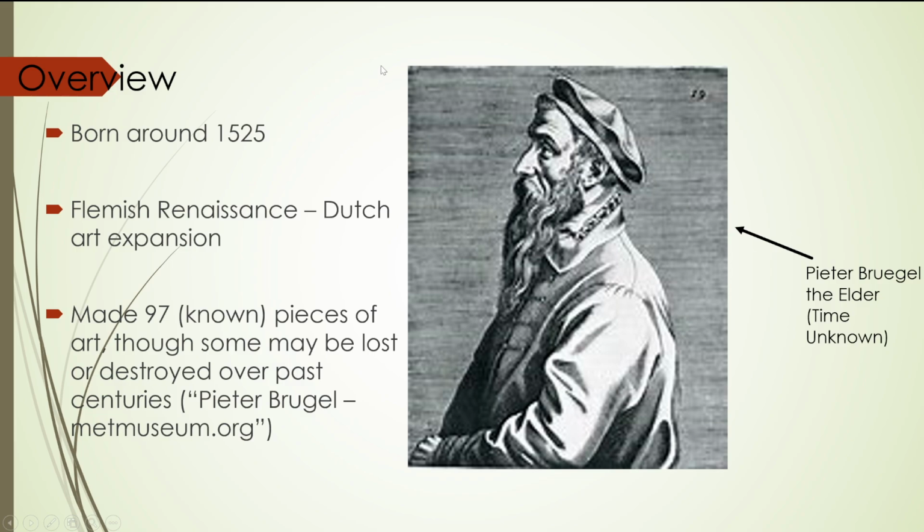So, Bruegel was born back in 1525 in the middle of the Flemish Renaissance. This was a time when Dutch art truly expanded tremendously, and it's quite beautiful to watch because Bruegel played quite a role in this. Just one key thing is that Bruegel is known for his landscaping primarily, and his 97 pieces of art that we have. There might be a couple others that were lost or destroyed over the centuries, but he still had 97, of which I took just a few to examine.